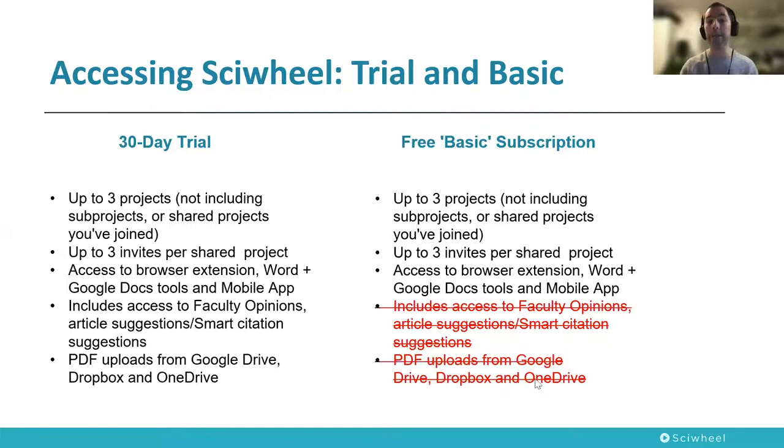in a handout. So I'm not going to spend too much time on these because we want to get to the Q&As. So I'll just run through these very, very briefly. So for accessing Sciwheel, the two free options we have are, of course, the 30-day trial, and then there's a free basic subscription. So with the 30-day trial, you get up to 3 projects. This doesn't include sub-projects or shared projects, which practically means that even if you've hit your 3-project limit, you can still create sub-projects and you can accept other people's shared projects. So it just applies to projects you create yourself.